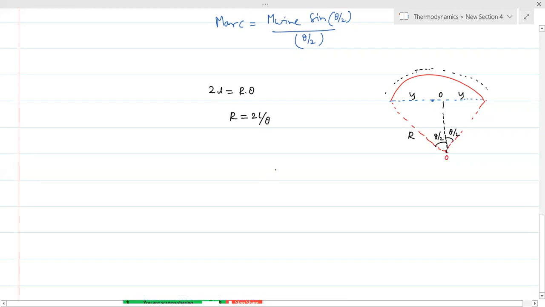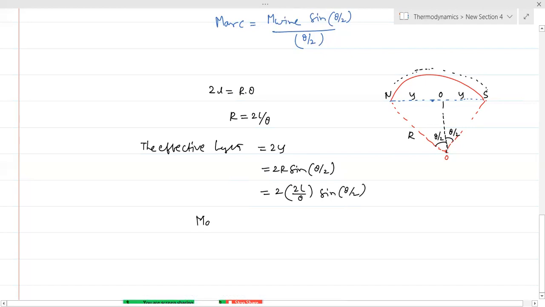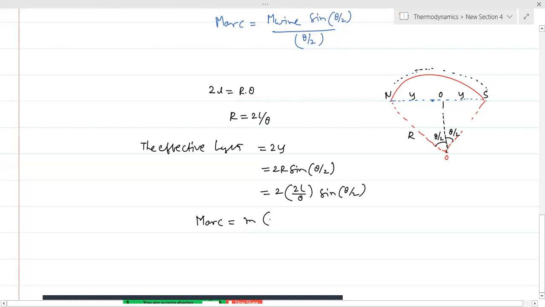But actually, before converting this into R, we are taking the original length, the effective length, that is equivalent to 2y. The effective length means the distance between the north pole and the south pole. 2y is equivalent to 2r sin(theta/2), or 2 into r, which is l by theta, into sin(theta/2). And when it is turned into an arc, generally the formula for magnetic moment is pole strength into effective magnetic length.